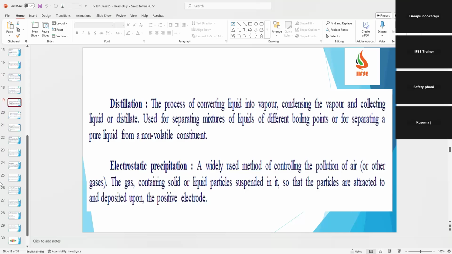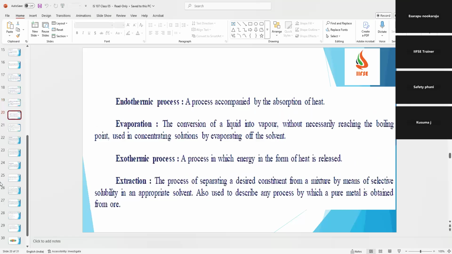For separating a pure liquid from non-volatile constituents. Then electrostatic precipitation, a widely used method of controlling pollution of air or other gases. The gas contains solid or liquid particles suspended in it, so that the particles are attached to and deposited upon the positive electrode. Basically, it is used for dust extraction systems or as a pollution control system.